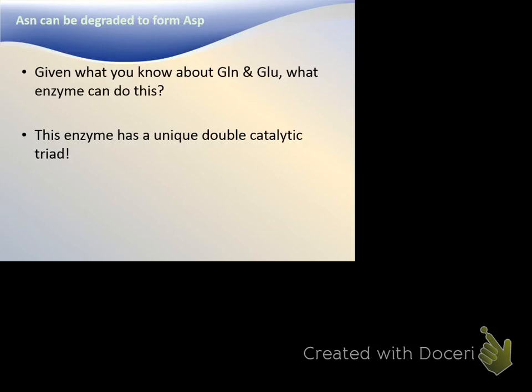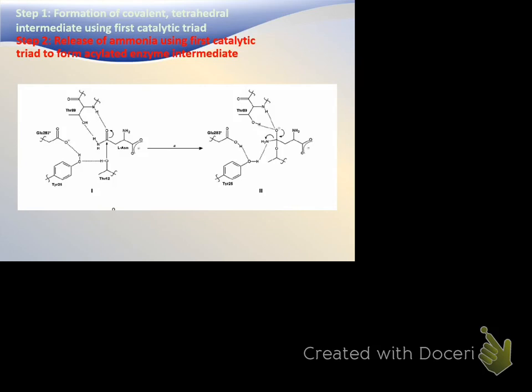What was the enzyme that did glutamine to glutamate? Because it wasn't just a normal aminotransferase, since that's not the nitrogen that's being given. Glutaminase. And so knowing what you know now, what enzyme do you suppose takes asparagine and degrades it to form aspartate? If it was glutaminase, then it would become asparaginase. And this actually has a very unique catalytic triad. Okay, so I want you to know this mechanism.